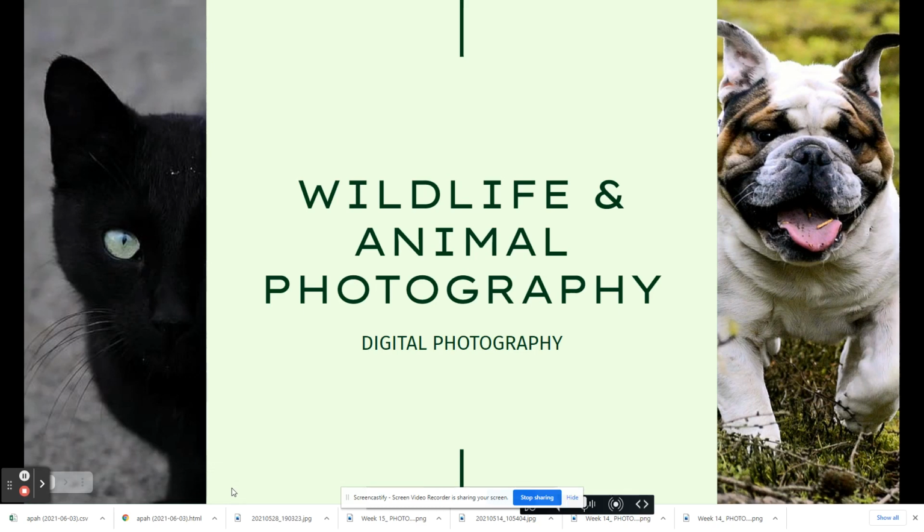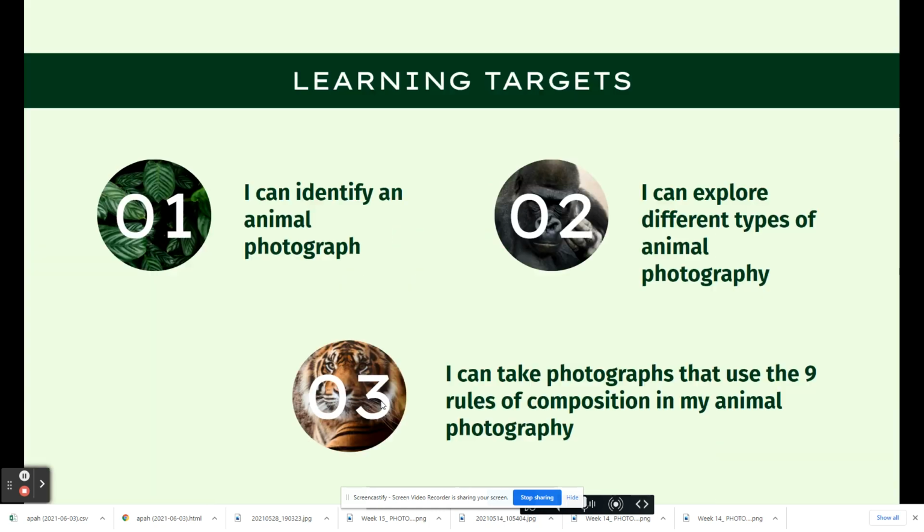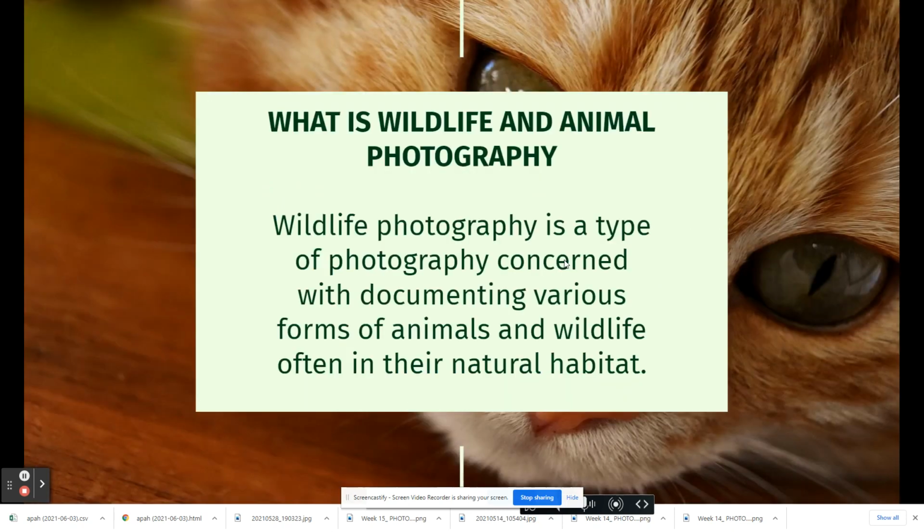Okay, so for this week, our focus is wildlife and animal photography. So our learning targets, like always: you need to be able to identify an animal or wildlife photograph. You need to be able to explore different types of animal or wildlife photographs. And you need to be able to use those 9 rules of composition that we just talked about in making a good quality finished image that you turn in.